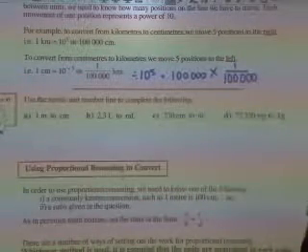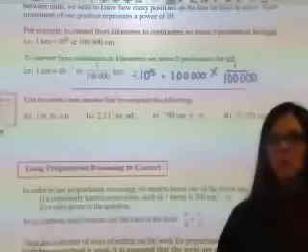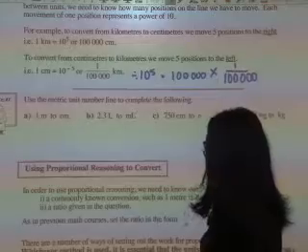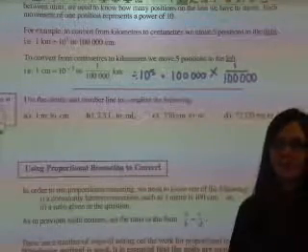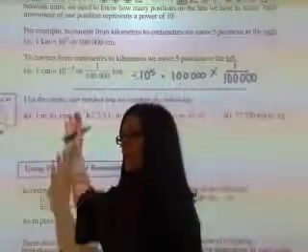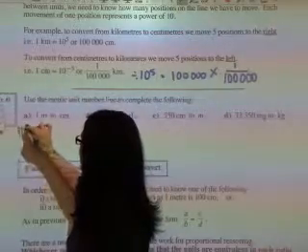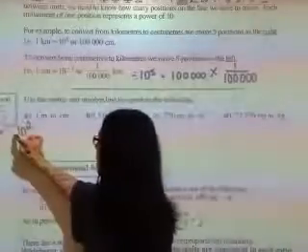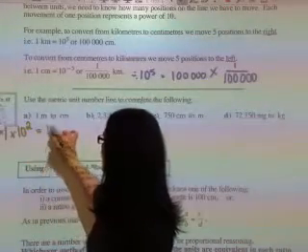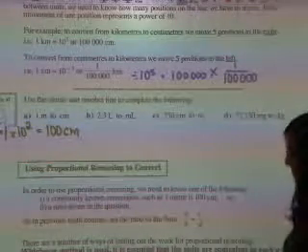So it says use the metric unit number line to complete the following. 1 meter to centimeter. So if you flip back on the previous page and you look at the number line, if I'm moving from meters to centimeters, how many spots am I moving? 2. And I'm moving to the right, so that's multiplying by the power of 2. So if I take my 1 and I multiply it by 10 to the power of 2, I would get 100 centimeters.